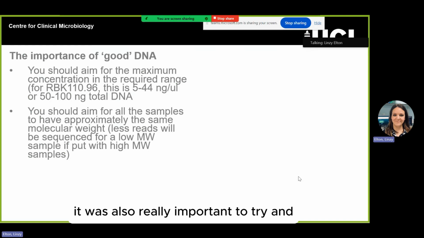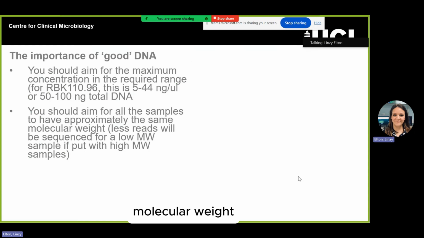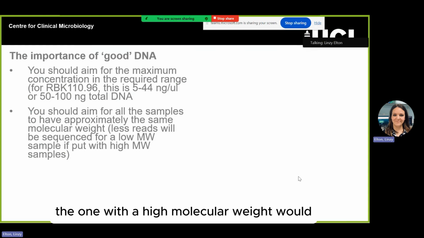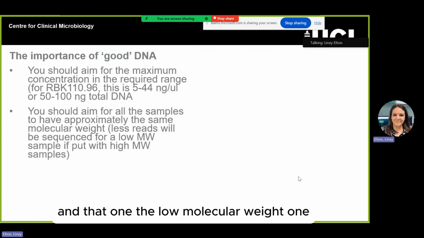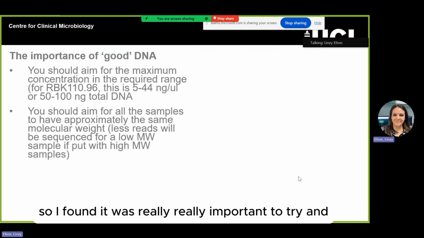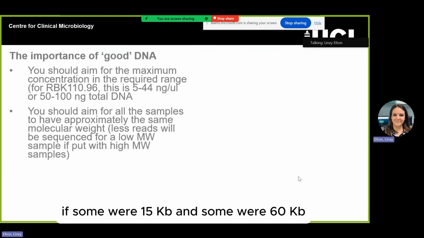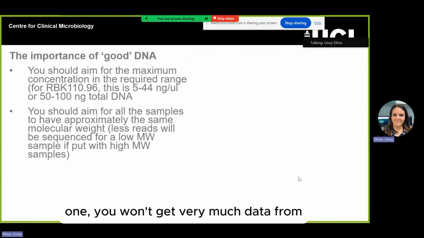It was also really important to try and get all of the samples to have approximately the same molecular weight, because if you had some with a low molecular weight and some with a high molecular weight, the one with a high molecular weight would out-sequence the one with low molecular weight, and the low molecular weight one might have to be repeated. So I found it was really important, if you had, say, 25 samples that you wanted to sequence, and some were 15 kb and some were 60 kb, to run all of the 60 kb ones together and all of the lower ones together, because that 15 kb one you won't get very much data from.